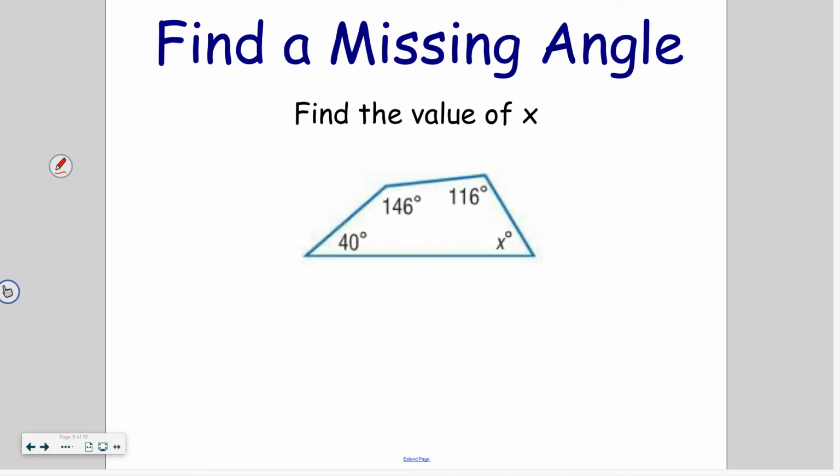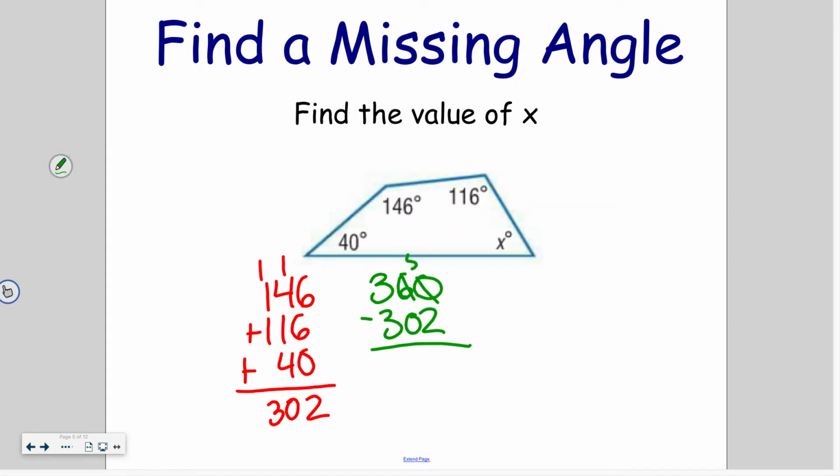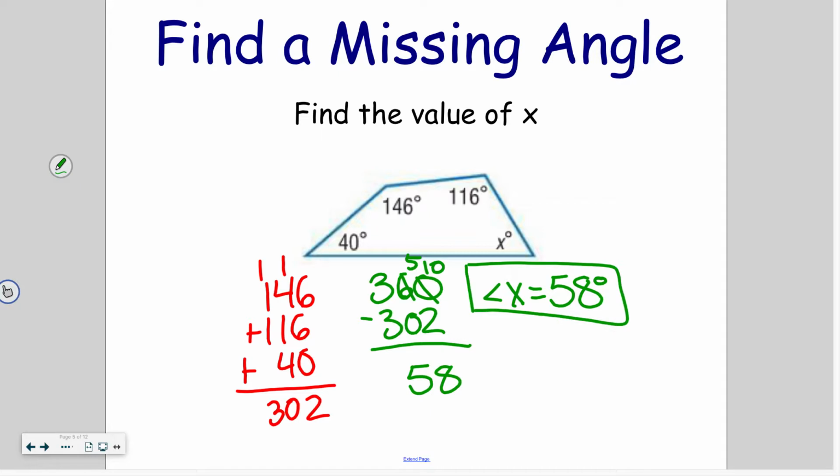When we're finding a missing angle, very similar to what we did with the triangles yesterday, the first thing you're going to do is add up all of your given information. So 146 plus 116 plus 40. When I add all of those up, I end up with 302. Then, since a quadrilateral adds up to 360 degrees, I'm going to take 360 and subtract 302, which is going to give me 58. So that means the measure of angle X is 58 degrees. So we want to make sure that they add up all the way to 360 degrees.